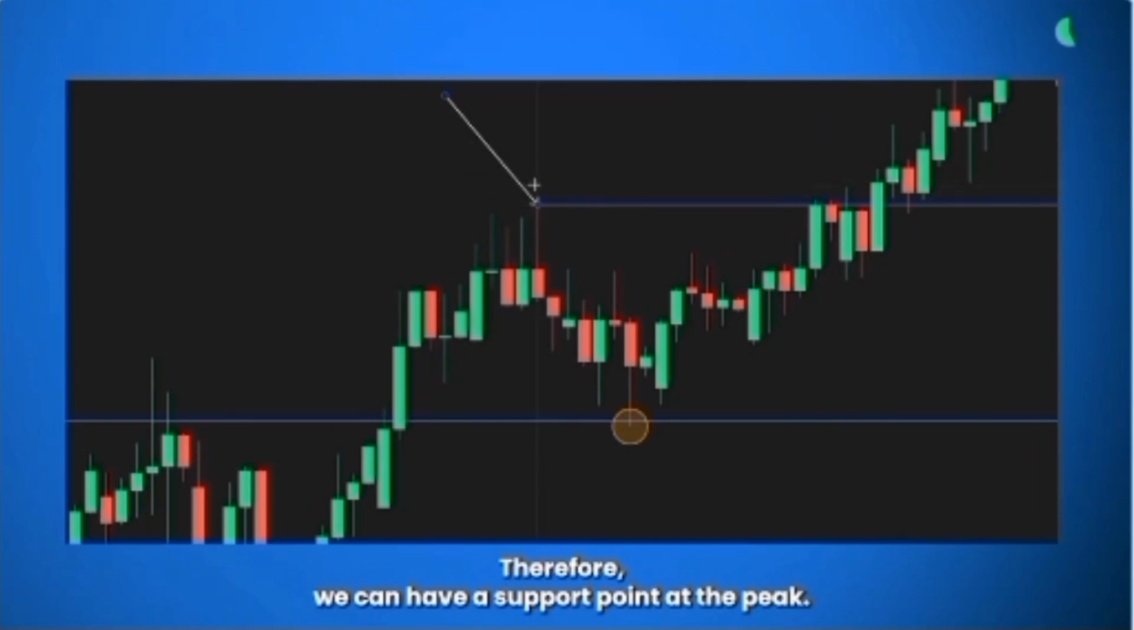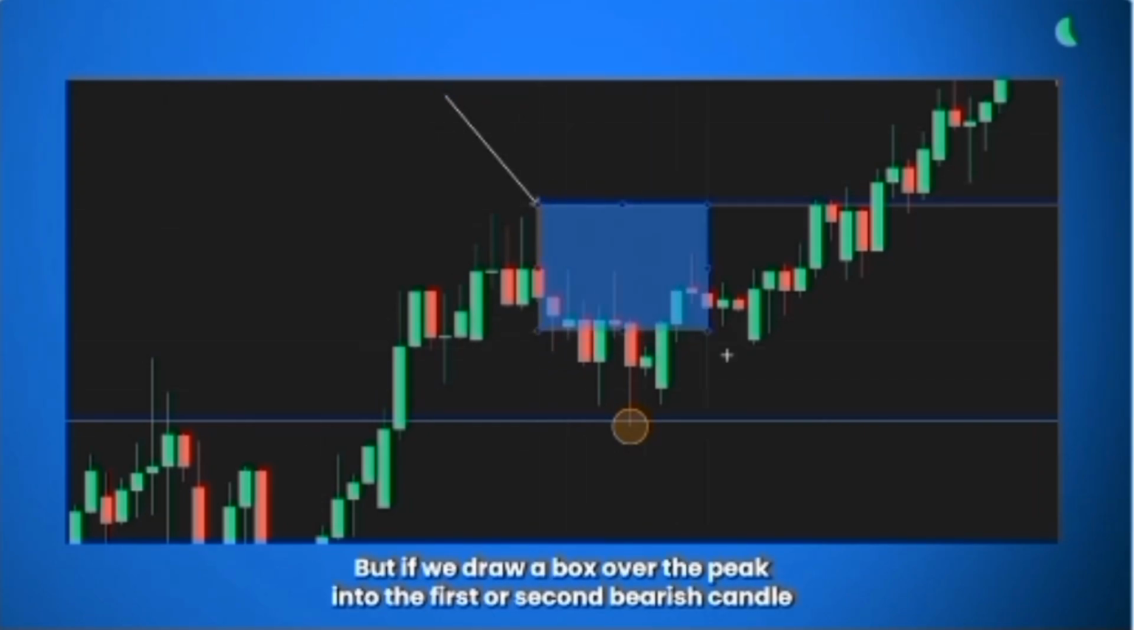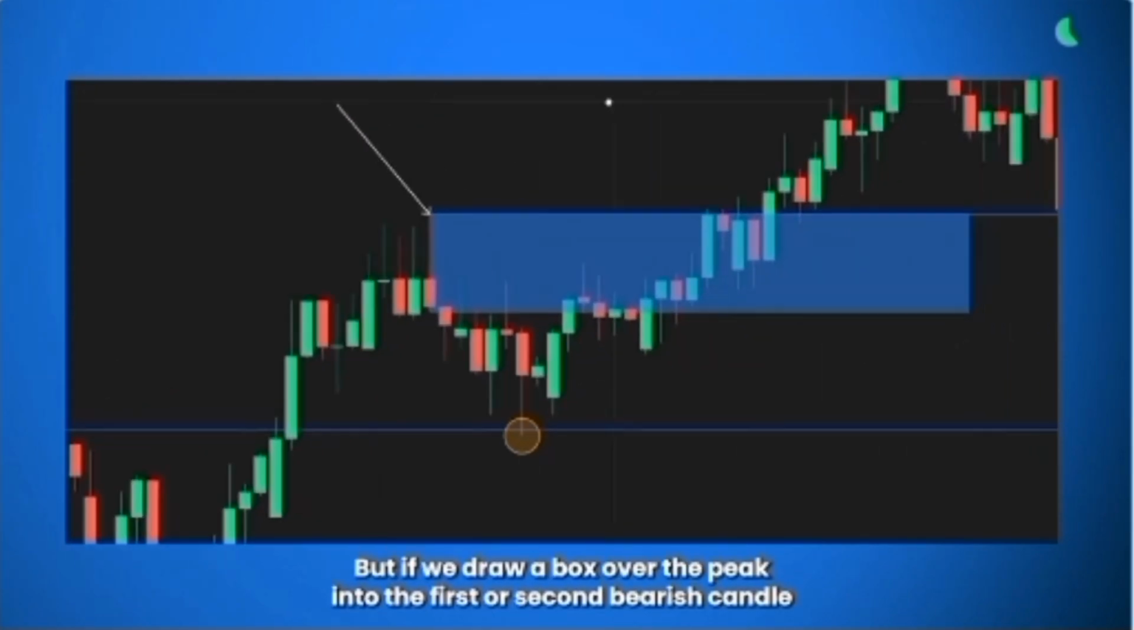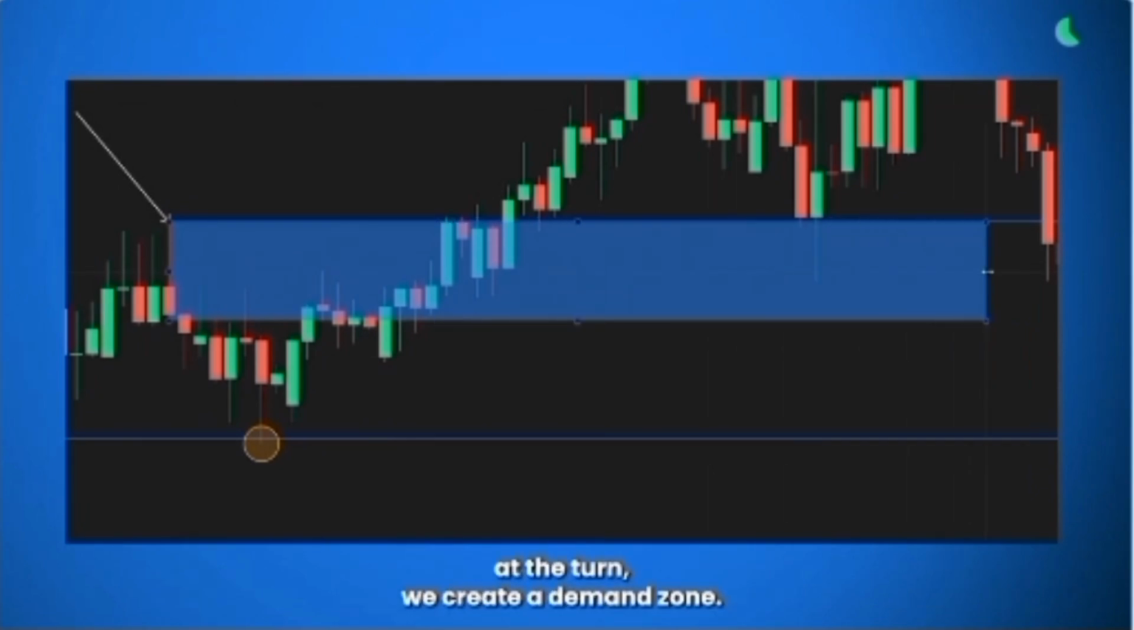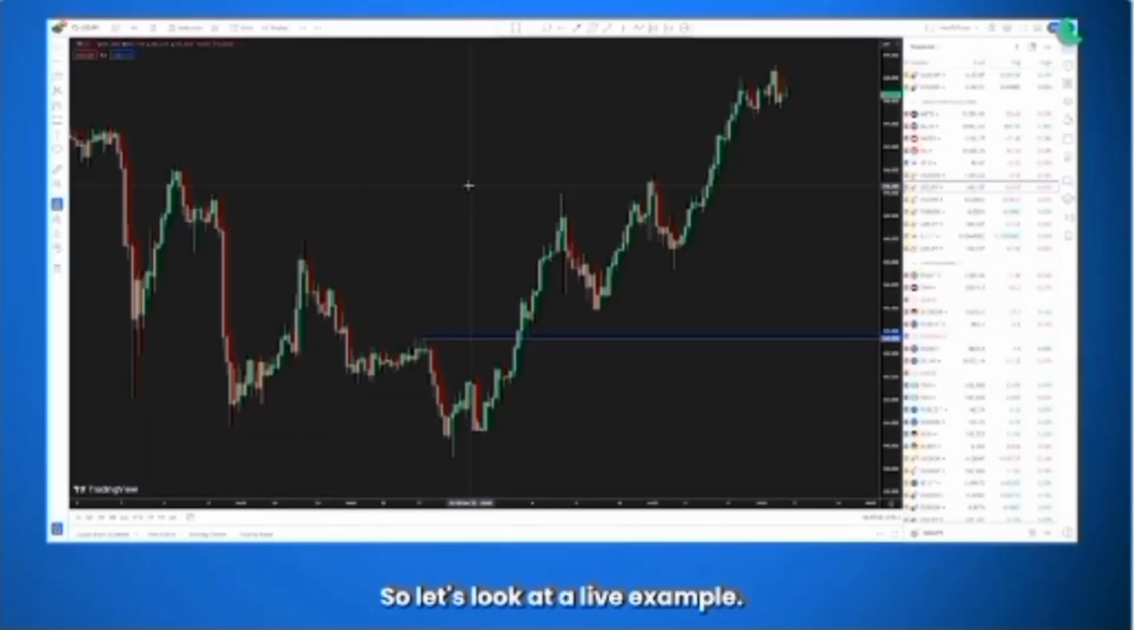Therefore, we can have a support point at the peak, but if we draw a box over the peak into the first or second bearish candle at the turn, we create a demand zone. This is how we can create a robust price range to focus on. So let's look at a live example.